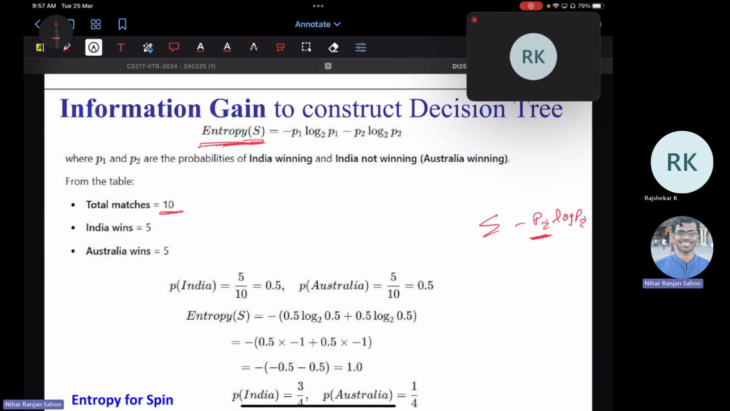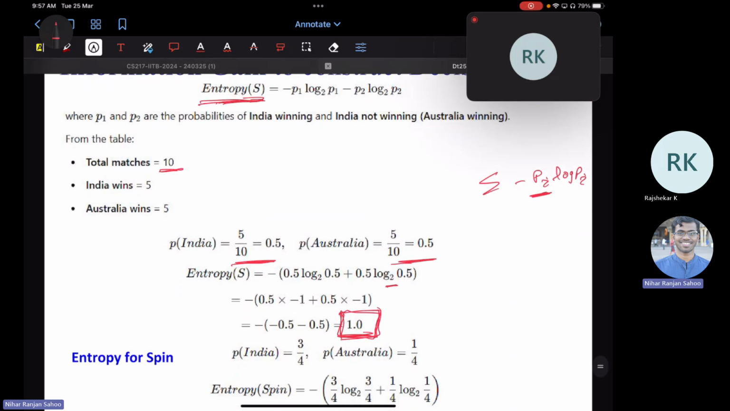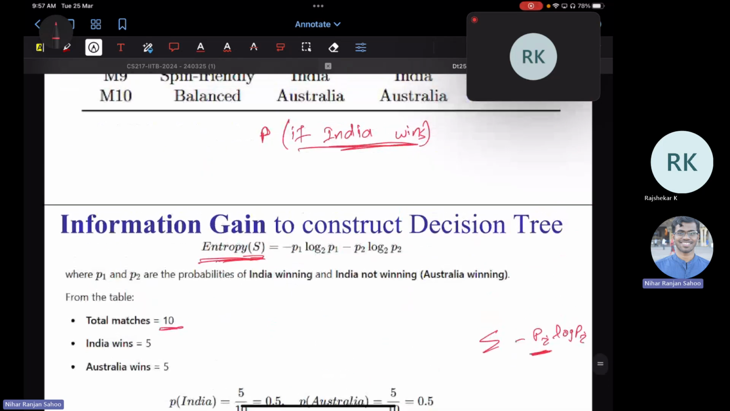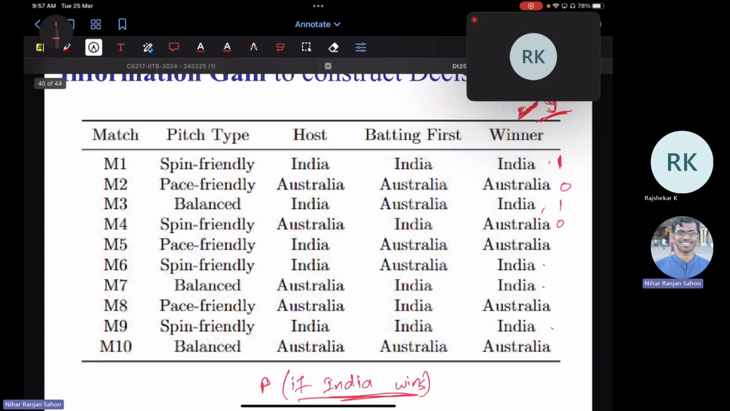So there are two classes, either India wins or Australia wins. For India wins, the probability is 0.5 or half, and for Australia wins also 0.5 or half. If you put in the values and take log base 2, what entropy do you get? The entropy from the given data of the y level is 1, right? So that's the first thing you have to compute, the entropy of the y level from the given data. We have not constructed the tree yet. We have just computed the entropy of the given y level.